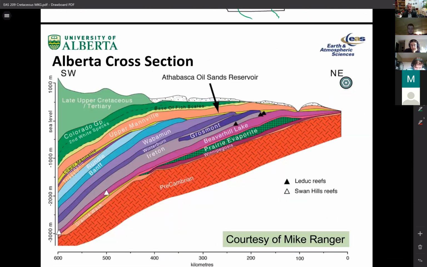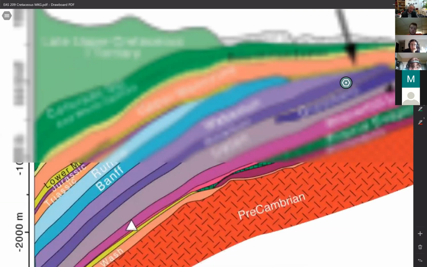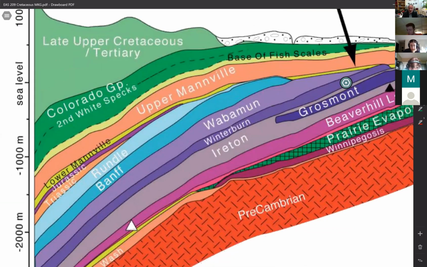Now, we looked at this cross-section once before, and this is a cross-section of Alberta based on real data. Now we can take a closer look at that yellow bit, which is, strictly speaking, the lower Manville. But the lower Manville is the lower part of the Cretaceous in Alberta, and then the upper Manville is the upper part of the middle Cretaceous, and then we have some Colorado group that we're going to talk about in a bit, and later upper Cretaceous strata.